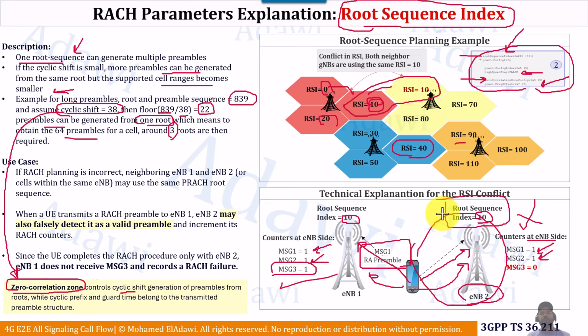So the summary here: the root sequence index, which ranges from 0 to 839, is mainly used just to differentiate between the cells, just to avoid any conflict, and to reuse these 64 preambles in a smart way. Because if you're using 64 preambles with different root sequence indexes, you will never have a conflict, and this will improve your RACH success rate. So this was the last part about the planning parameters. Now I'm moving to the second part, or second category, of the parameters.